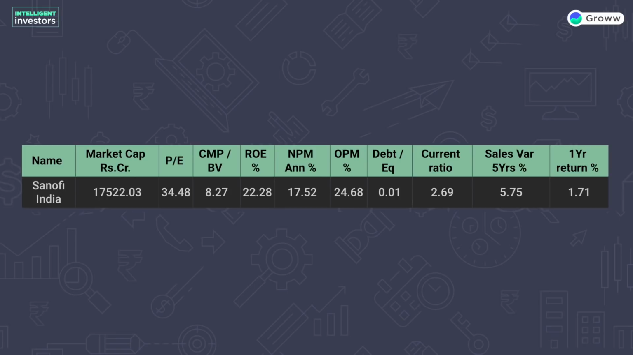Their operating profit margin is really good at 24.6%. Their debt to equity ratio is 0.01, which is almost negligible, but their 1-year return is only 1%. Okay, and their sales variance growth in the last 5 years is only 5.75%.